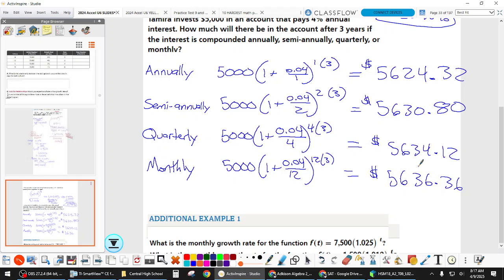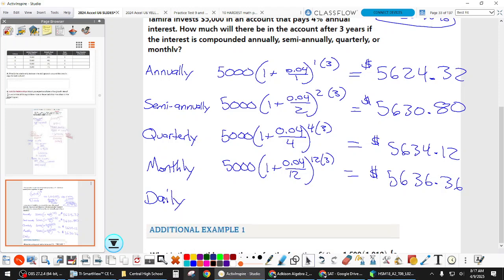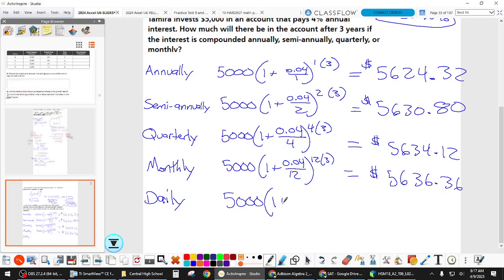If we do it every. Okay. Why don't you go ahead and plug in daily and see if it happens to get there. How many days are in a year? But what if it's leap year? 366. 365 and a quarter. There you go. It's actually 365 and a quarter.